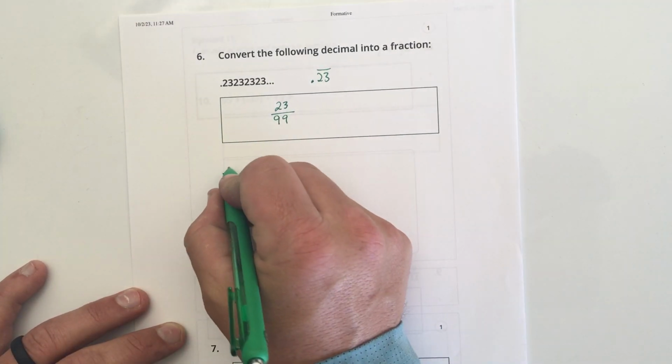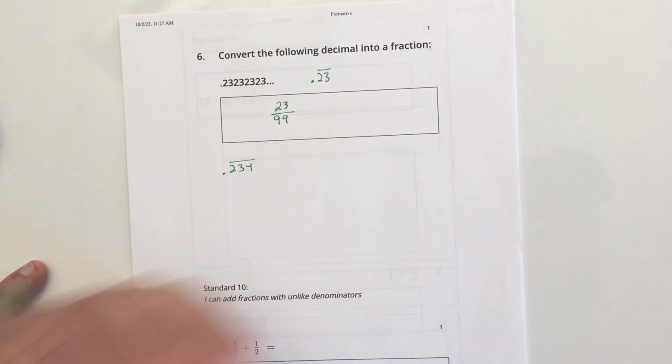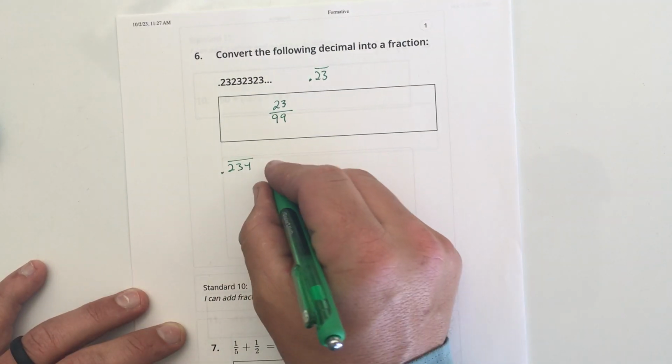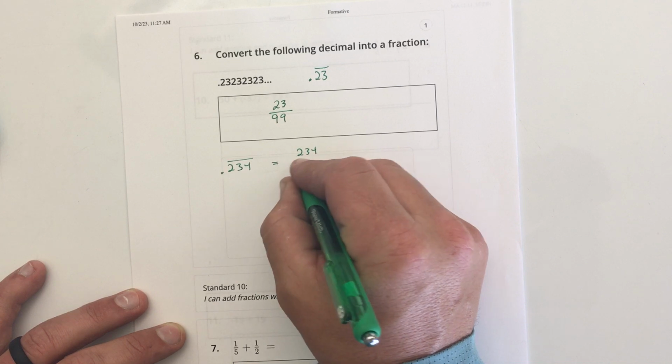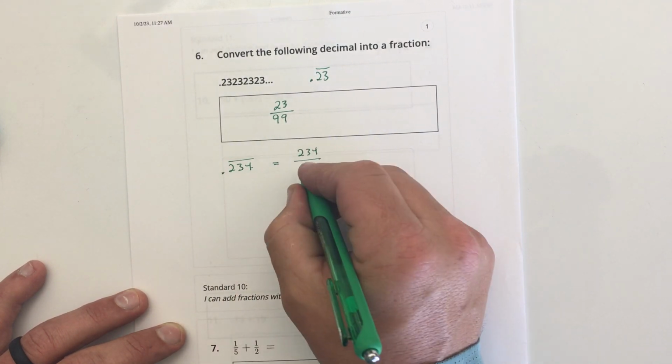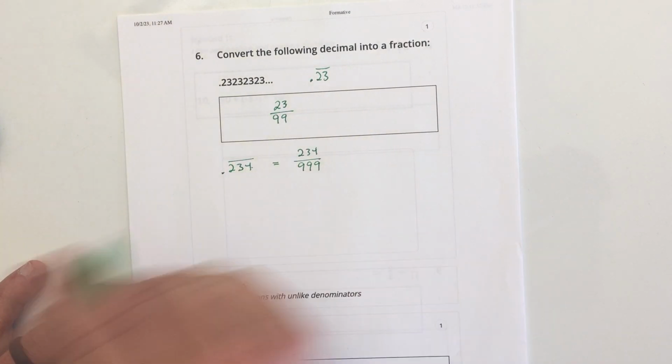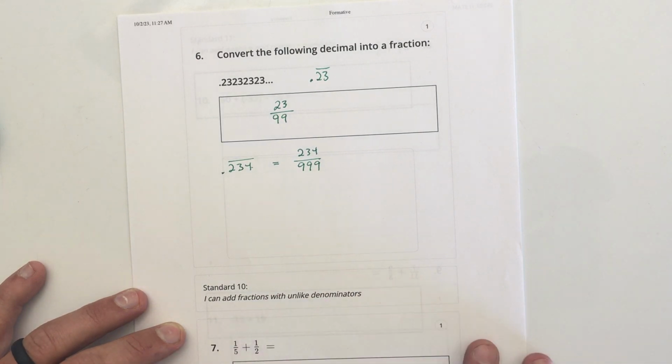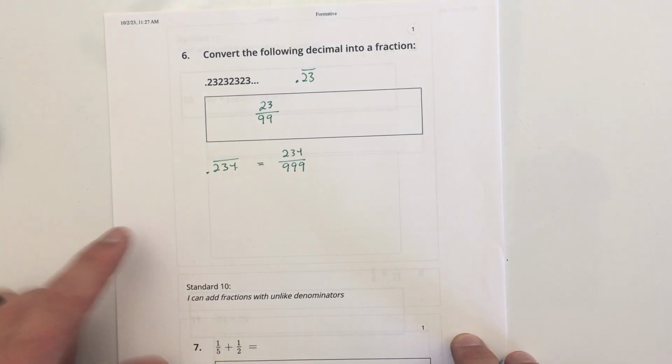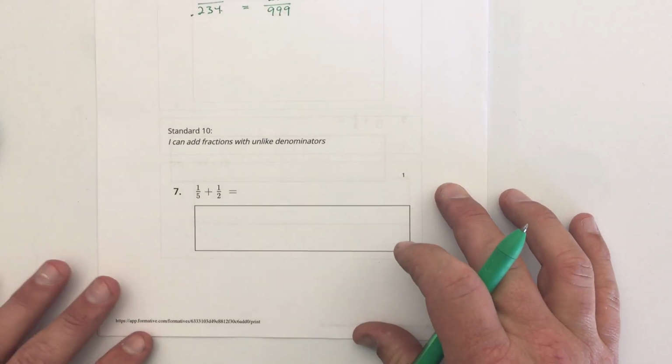If this was, say, 0.234 and all of that was repeating, then my numerator would be 234 over, there's 3 numbers repeating, so there would be 3 9s. Again, you're not really going to have to show any work for that standard.